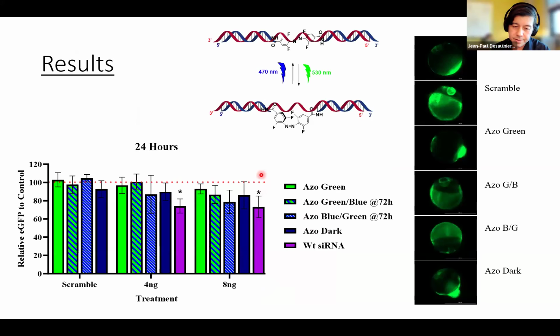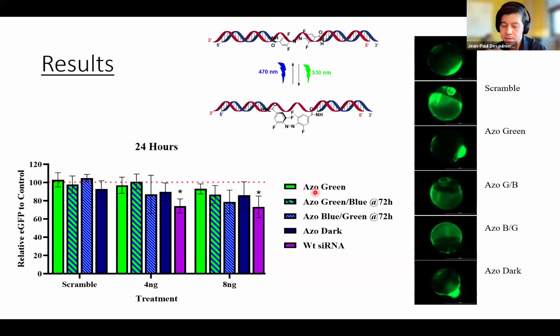All right, so what I have here is our model again, active, inactive. And what we have here are some of the bioimages of the embryos, and this is after 24 hours. So basically, let me walk you first through the legends. So we have something called azogreen. This is where after injection, Mackenzie added green light to the embryos and then kept them in the dark.